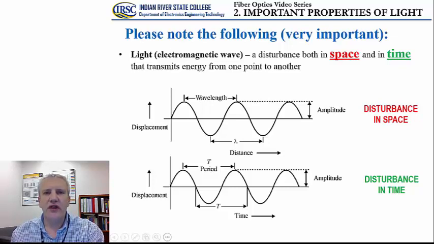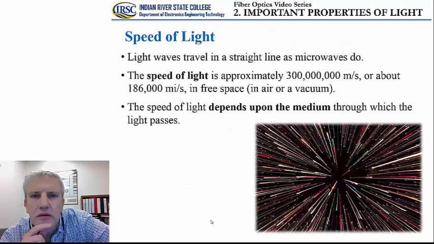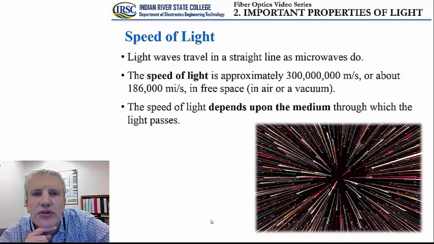In other words, in the case of light, the electric field and magnetic field are vibrating or oscillating in space and time. Let us now focus our attention on another important parameter of light, and that's the speed of light. On the previous slides, we talked about the speed of light being a constant, equal to 300 million meters per second in air or vacuum.